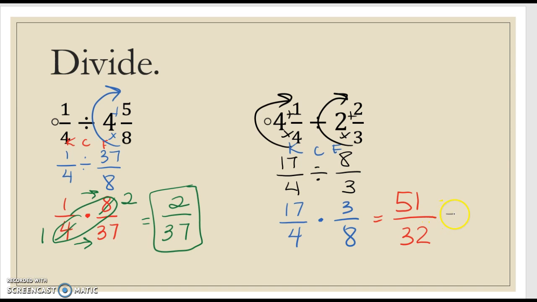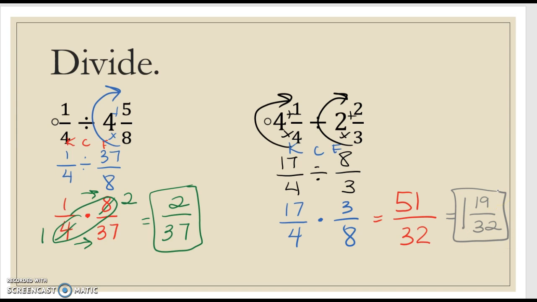So we need to decide how many times 32 can go into 51. We know that it can go in at least one time. And then when we take 32 away from 51, we get 19 as our leftover. So that's our numerator. 32 is our denominator. So 1 and 19/32 is our answer for division.